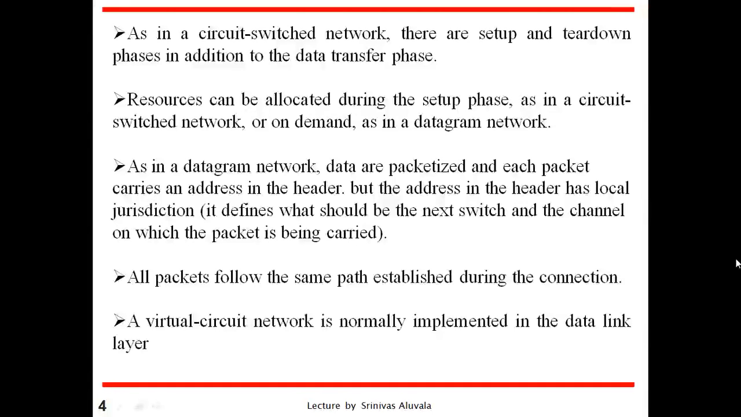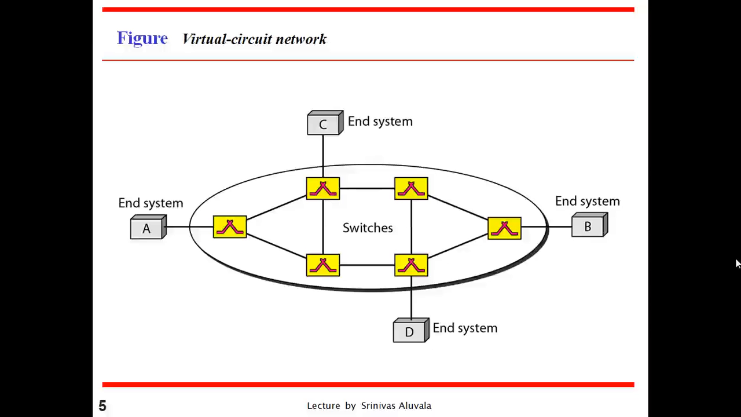As in a circuit switch network, there are setup and teardown phases in addition to the data transfer phase. Resources can be allocated during the setup phase as in a circuit switch network, or on demand as in a datagram network. As in a datagram network, data are packetized and each packet carries an address in the header, but the address in the header has a local jurisdiction. It defines what should be the next switch and the channel on which the packet is being carried. All packets follow the same path established during the connection. A virtual circuit network is normally implemented in the data link layer.